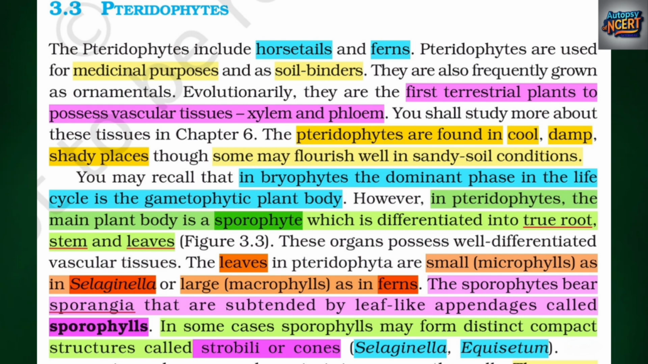The leaves in pteridophytes are small, microphylls, as in Selaginella, or large, macrophylls, as in ferns. The sporophytes bear sporangia that are subtended by leaf-like appendages called sporophylls. In some cases sporophylls may form distinct compact structures called strobili or cones, as in Selaginella and Equisetum.